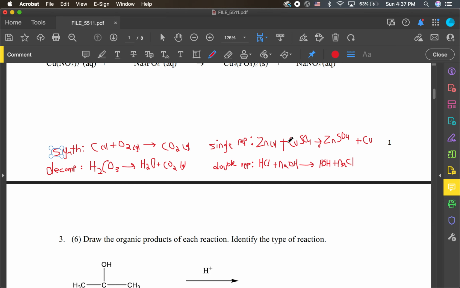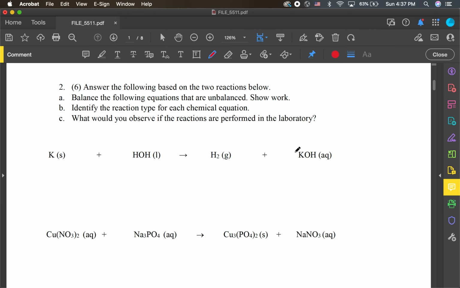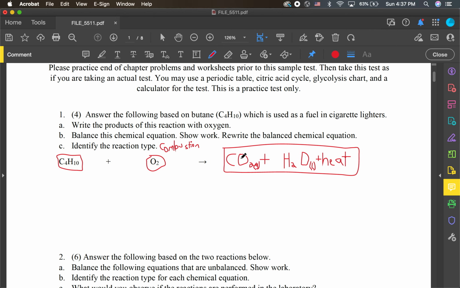So we replaced both of these. This one, we just did one replacement, boom, boom. This one went here, and then this one went here. So let's go back up to this. So this was combustion. On a combustion, it's always going to be water, H2O, CO2, and heat. So that answers C, and it answers A.